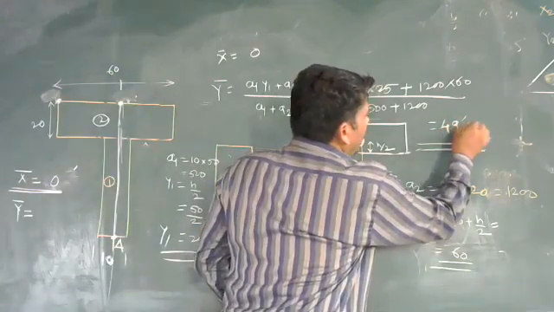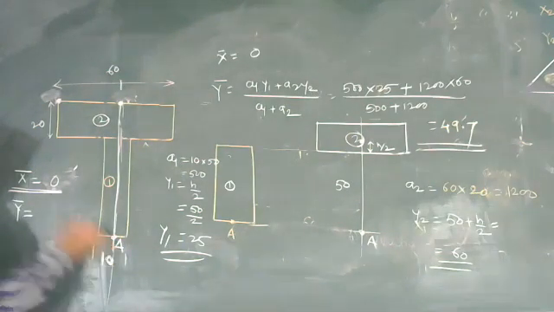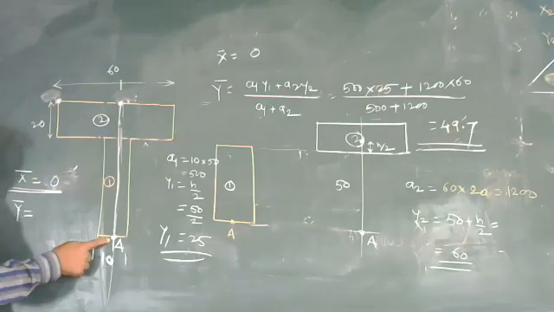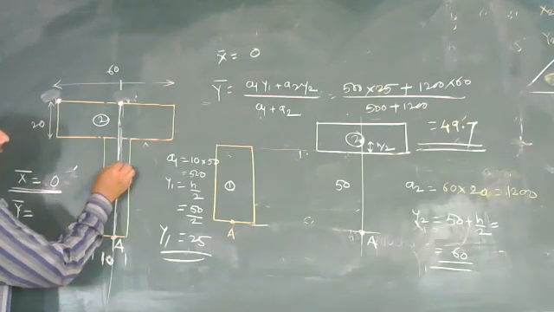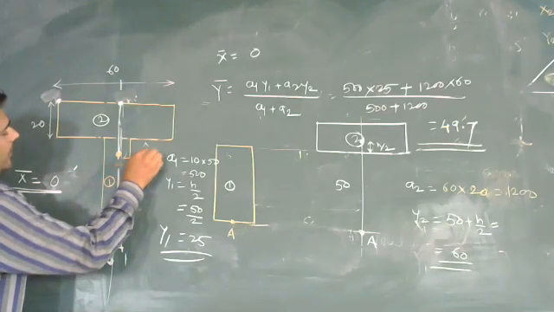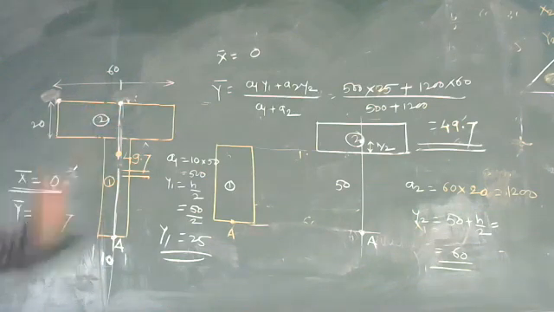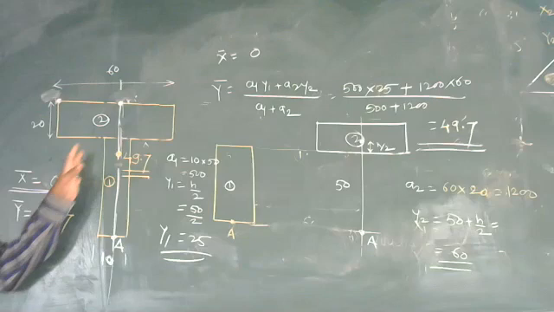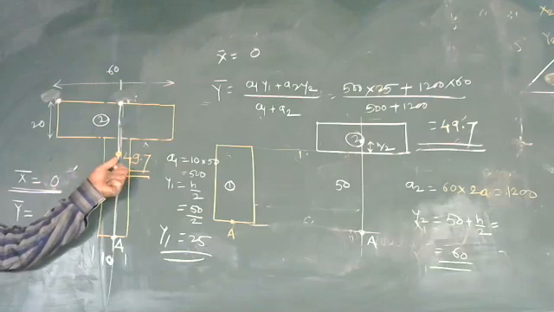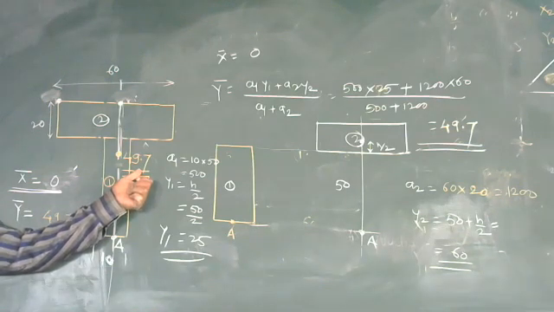Now please check that everyone has got the 49.7 value or not. Now can I say that the centroid of this composite structure is situated from location A at the above side, 49.7, means somewhere here, because x bar is 0 here. So the T structure centroid is located at x bar equal to 0 and y bar equal to 49.7. Clear?